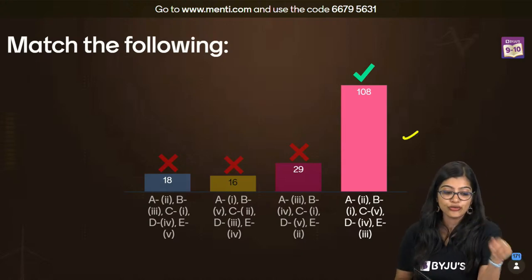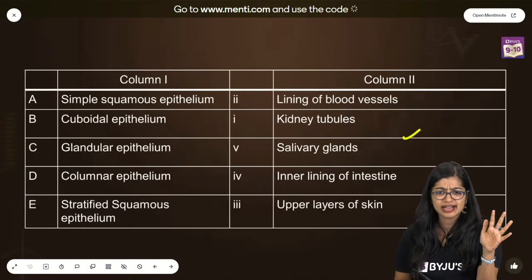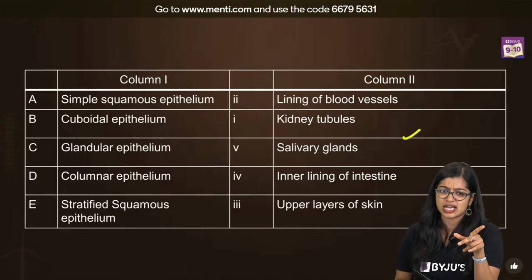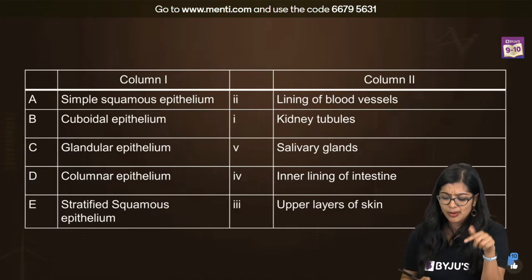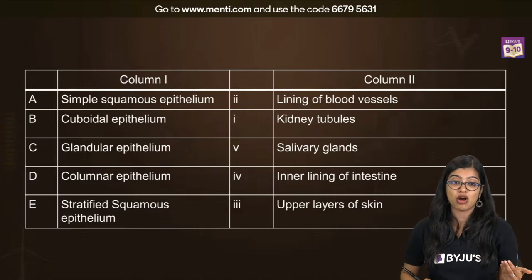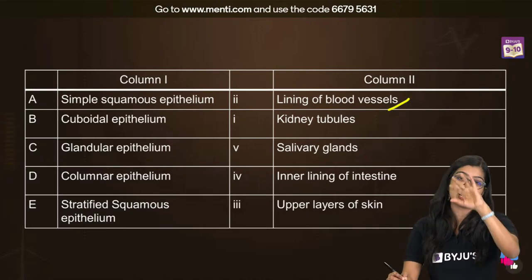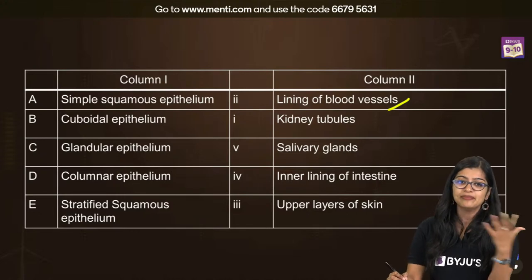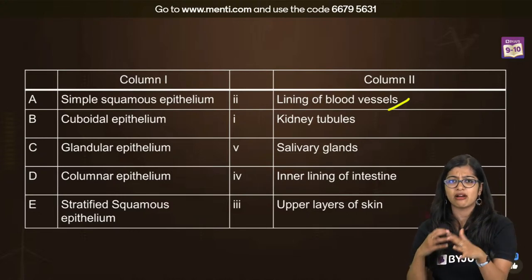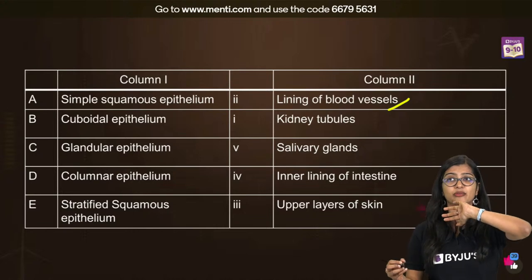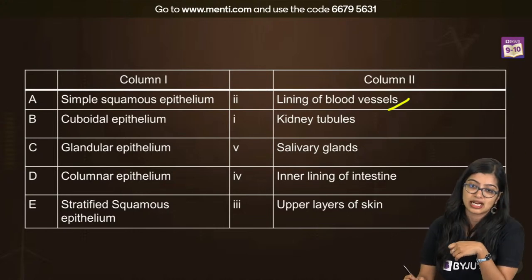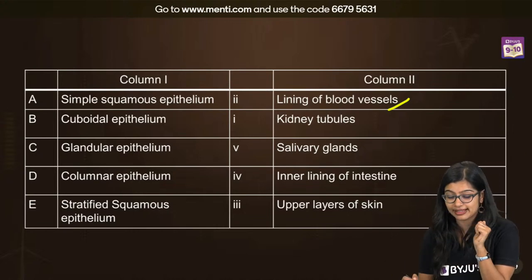So well done, all of you. Most of you have got the correct answer. Some of you have made some mistakes here and there, okay? Now, when you talk about simple squamous epithelium, it is found on the inner linings of the blood vessels. We find it in the inner linings of the alveoli, right? And of course, we find it in the inner linings of the stomach as well, the alimentary canal.